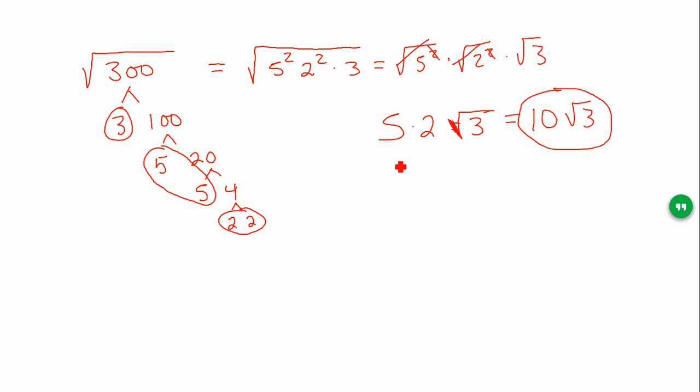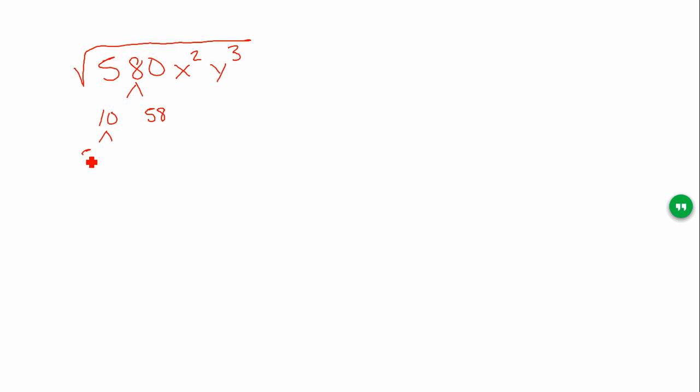So now how do we do this process with variables? I'm going to throw a few variables in there, and we're going to simplify. Let's go 580 x squared y to the third. We are going to simplify that. 580. If I take 580 and I factor it all the way down, I know that it's an even number. I can do a 10 if I want to. Let's do 10 times 58. And then 10 factors further into 5 times 2. And 58 would factor into 2 times 29.